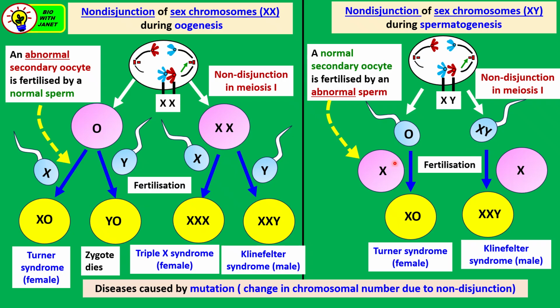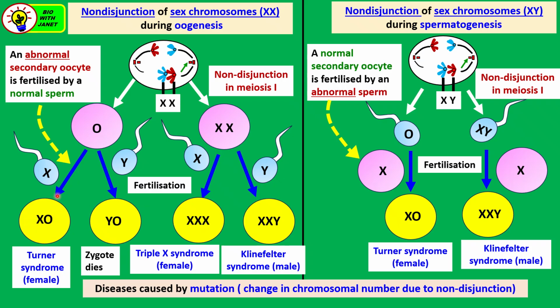Now, what happens if a normal secondary oocyte is fertilized by these abnormal sperms? In the first case, this normal secondary oocyte fuses with this sperm without sex chromosomes. So it produces a Turner syndrome child with one X chromosome in each diploid cell, similar to the first case here.